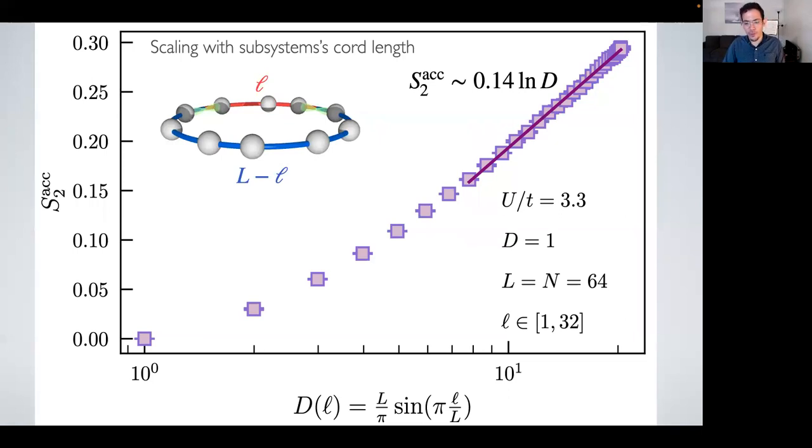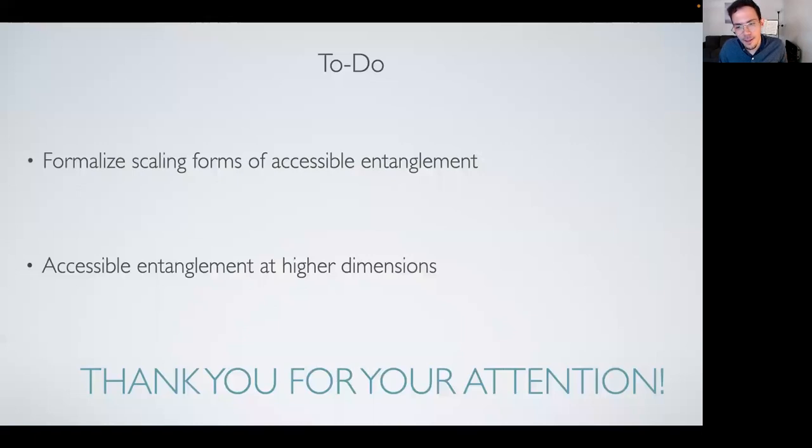And for the first time ever, as far as I know, we obtain scaling results for the accessible entanglement, which were not possible before because it was just too expensive. In the case of exact diagonalization, it's just too memory consuming. So now we have a result here that the accessible entanglement goes as 0.4 times the log of the chord length. So this is great, very exciting.